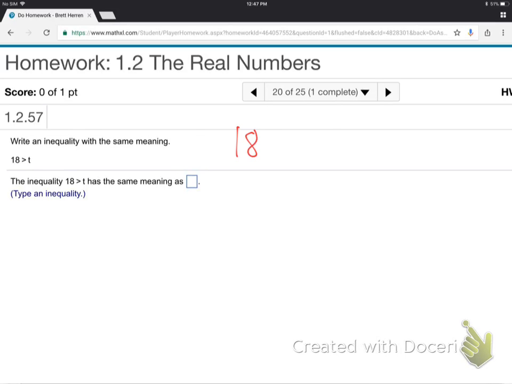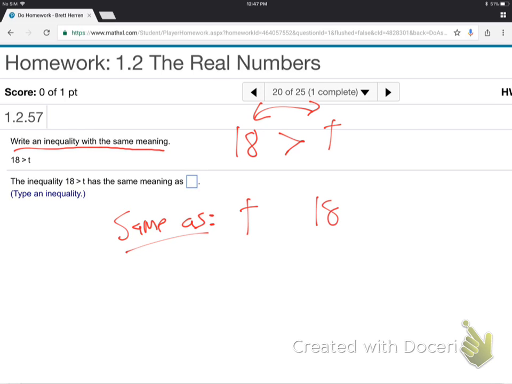Okay, so we have 18. And what they want us to do is to write the inequality a different way with the same meaning. So I'll write same as. So how can I rewrite that so it looks different but still means the same thing? Yeah, you just turn the entire thing around, including the symbol in the middle, right? Just flip the entire thing. Put the T here, the 18 there, and the symbol turns as well. That's saying the same truth as the original statement, isn't it?